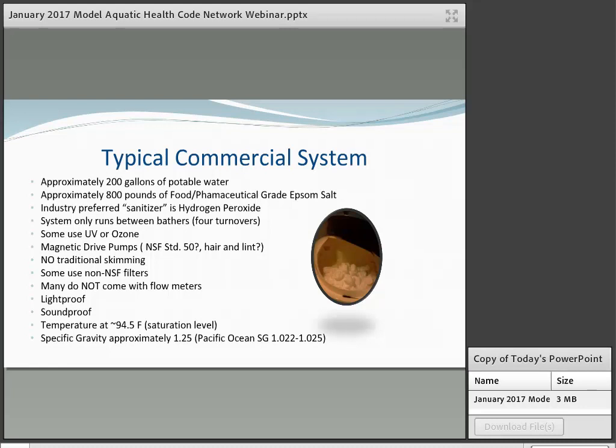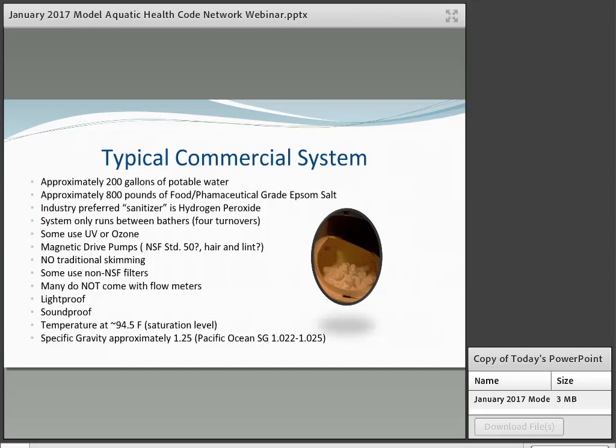So going on to the pumps, again, with the salt, it'll start coming out of solution in that pump. So one of the things to mitigate that is to use a magnetic drive pump as opposed to a direct drive pump. That helps with the salt getting in there and harming things. One of the considerations with that is I'm not aware of any NSF Standard 50 listed magnetic drive pumps. Also, you'll see in some future pictures, traditionally these systems do not come with a hair and lint strainer.